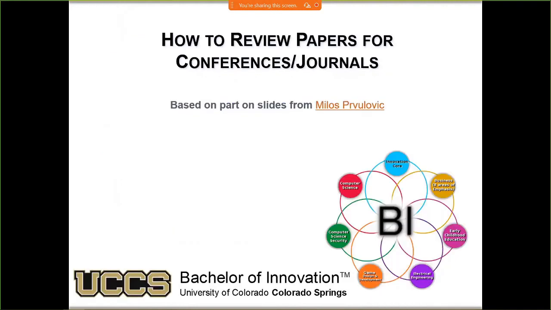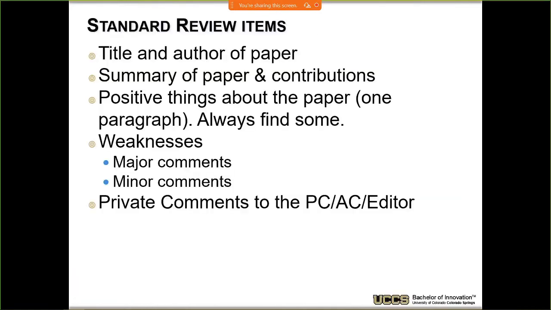So I'm now going to talk a little bit about some of the differences for journals and conferences. So, standard review items, right? Title of the author, summary of the paper and the contributions, positive things about the paper, weaknesses, and then private comments to the PC, AC, or editor. These are pretty much almost every place I look at. These are things you're going to be asked about. Not everyone asks about positives and weaknesses separately. I'm going to put them together in a few other ways. We'll see some examples. But in my view, it's always the positives and the weaknesses. Even if they don't tell you to organize it that way, you should be saying, here are the positive things, here are the weaknesses.